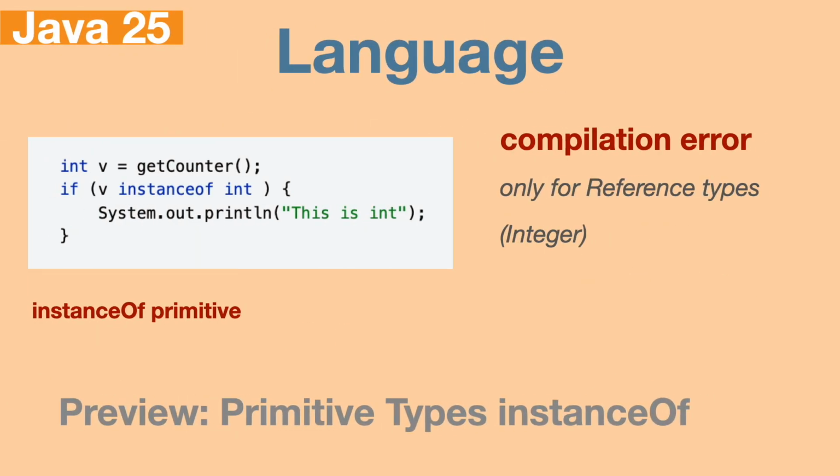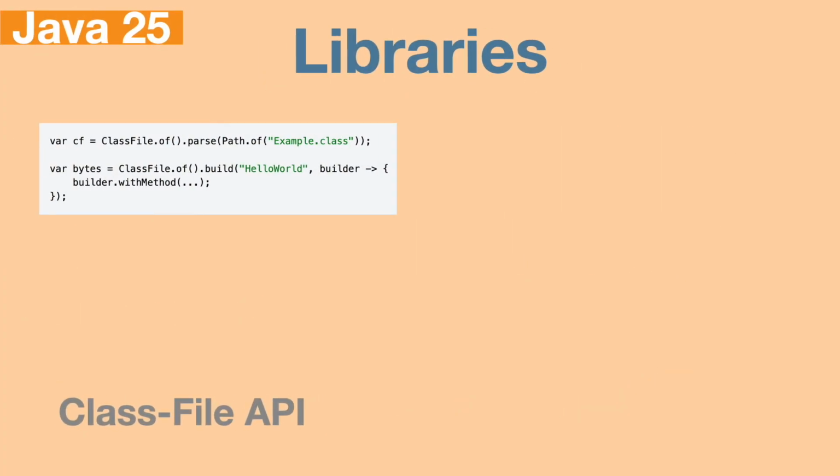There is a similar change for the instanceof check. In Java 25, you can check if a variable is a primitive type. Now let's move on to the library updates.